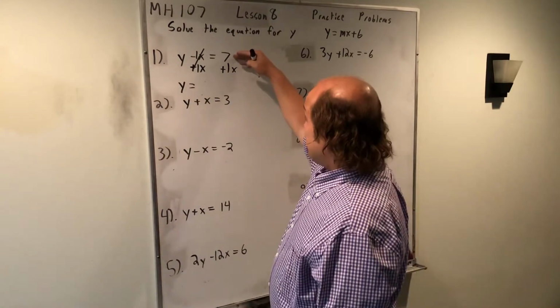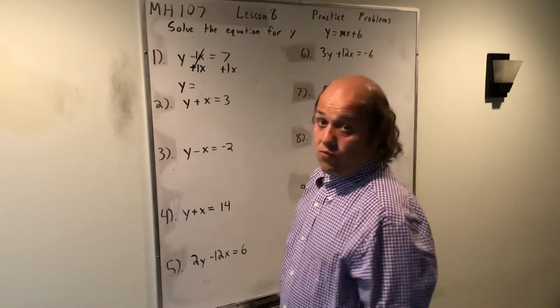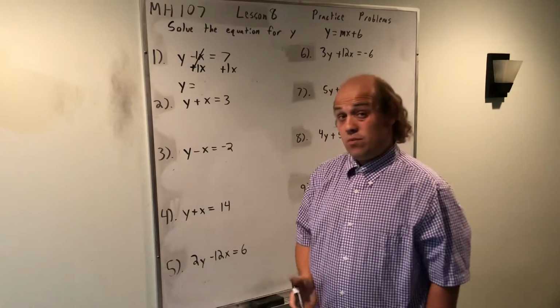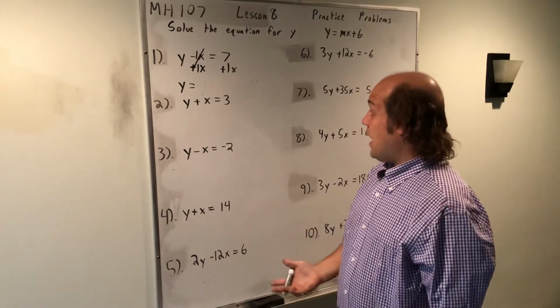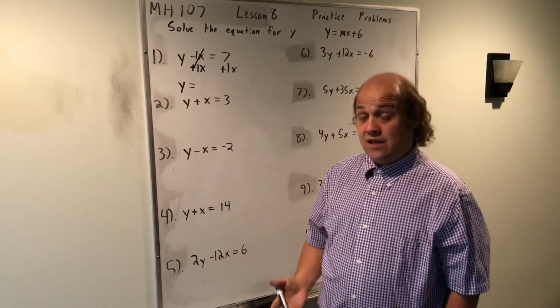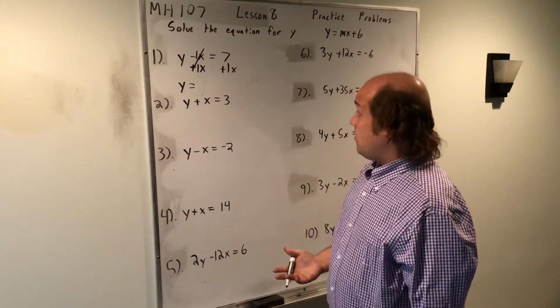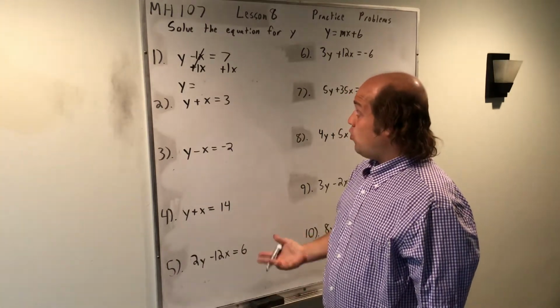When I go to combine 7 and positive 1x, I realize one of them has an x in it, one of them does not, so they're not like terms and cannot be combined. We have to leave them separate. Technically, it would be fine to write this as 7 plus 1x.